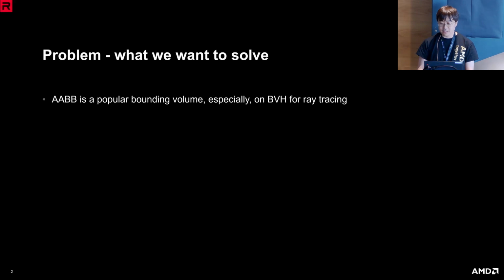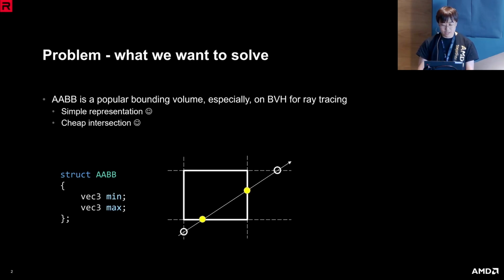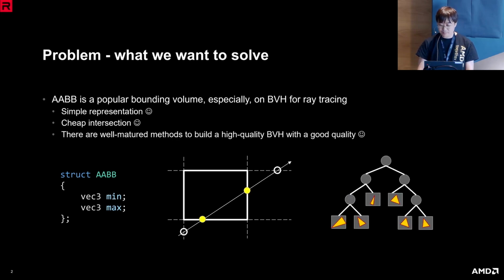Needless to say, AABB is a popular bounding volume, especially it's a de facto standard bounding volume on BVH for ray tracing. This is because of the simple representation, also the cheap intersection with a ray, and there are a bunch of well-matured methods to build a high-quality BVH. These are very strong reasons to choose AABB for the bounding volume.